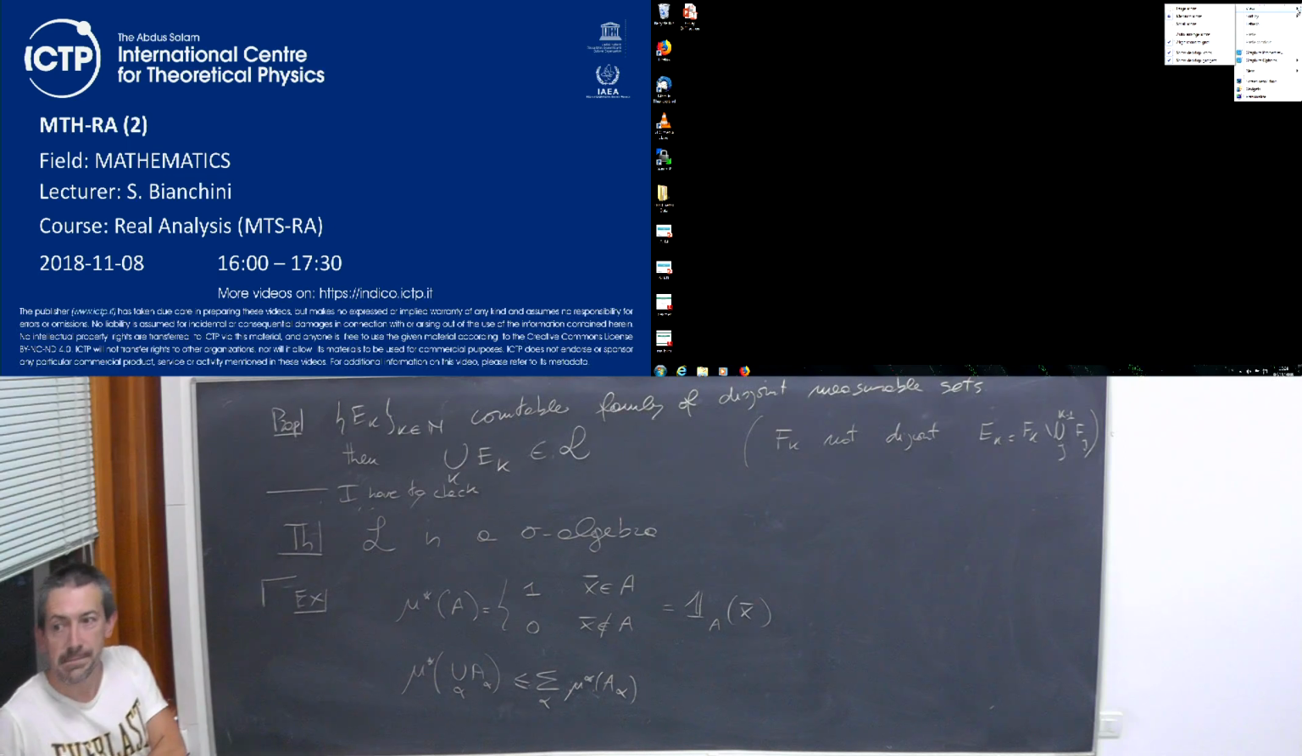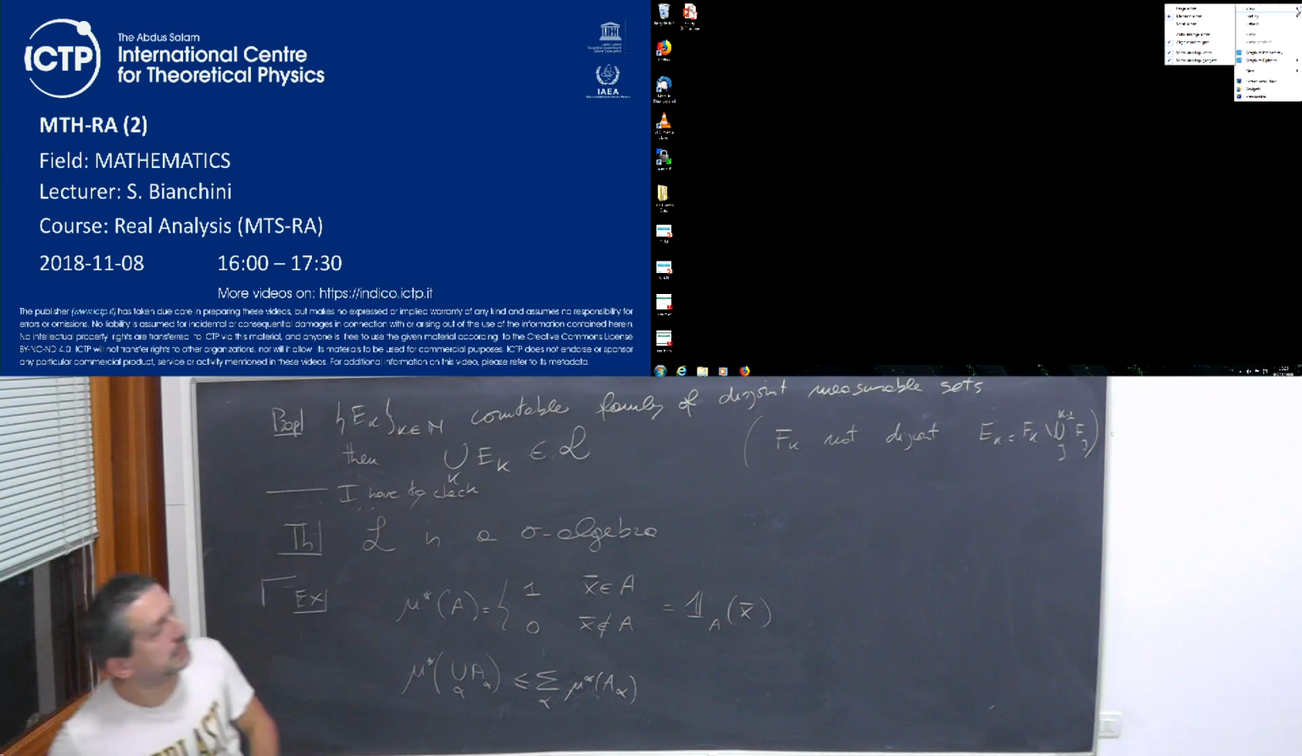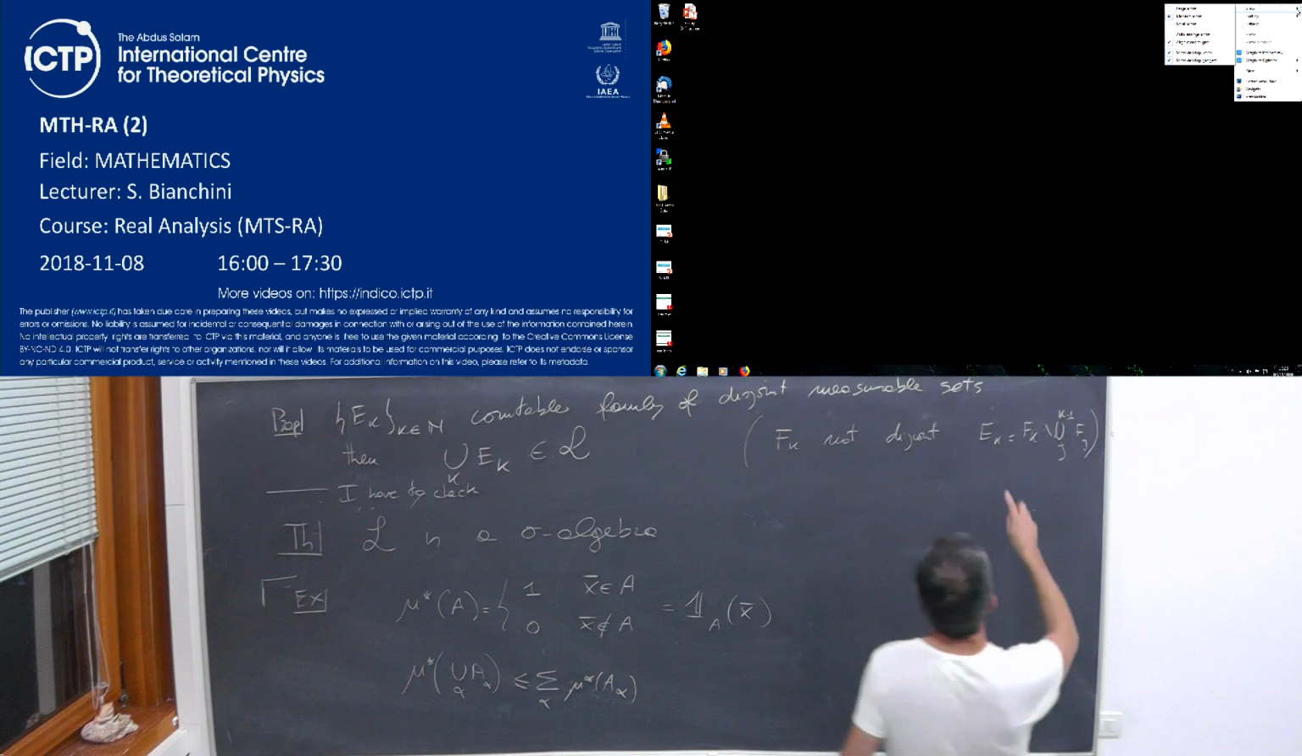I have a question that's not related to this. If we have a countable family of measurable sets, non-disjoint, how do we make them disjoint? Or how do we partition them into disjoint sets?